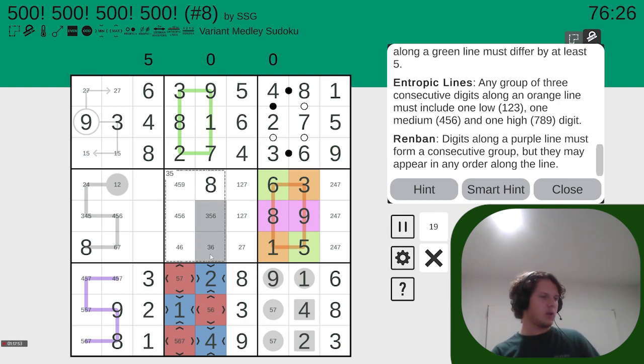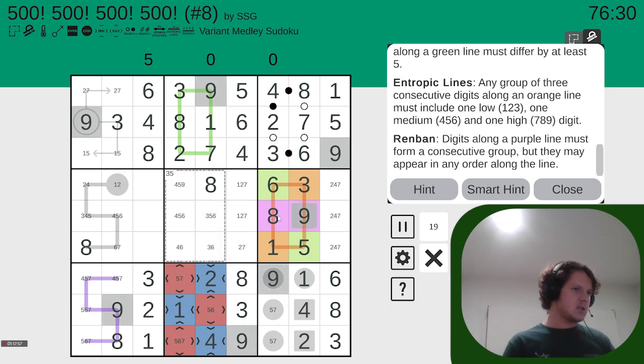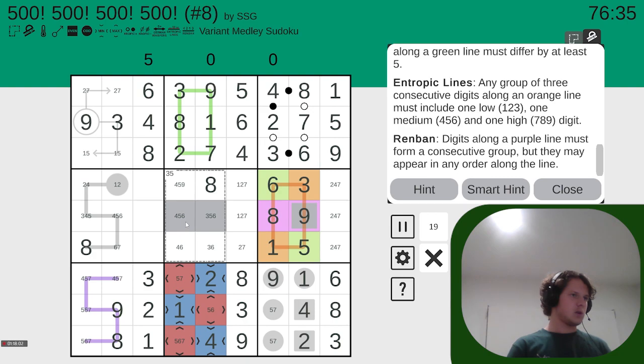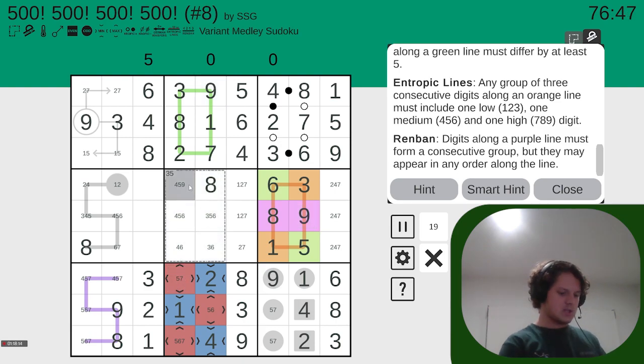Now 3 only can go there. Does this lead our 9? I'm assuming is the same. 9 can't go there. 9 can't go there because this one. And why can't 9 go there? Because it has to be bigger than that. Yeah, right. So that is our 9 up here.